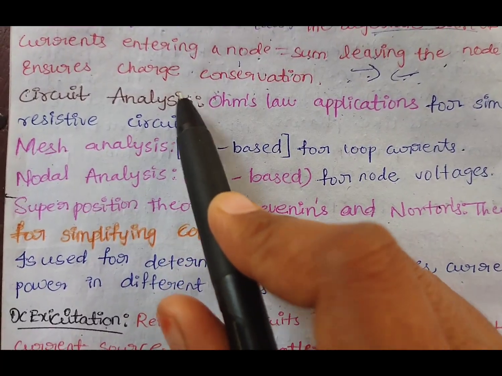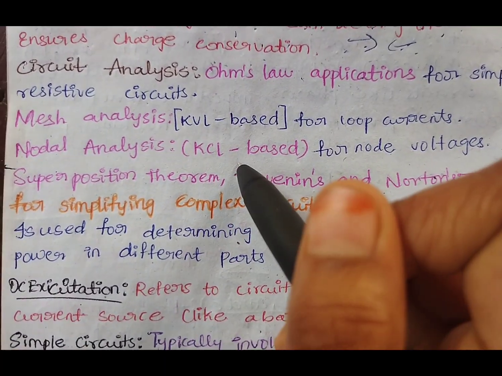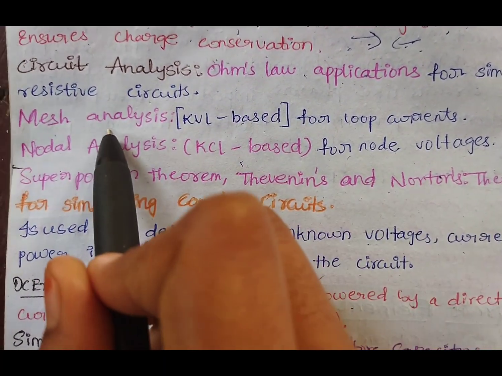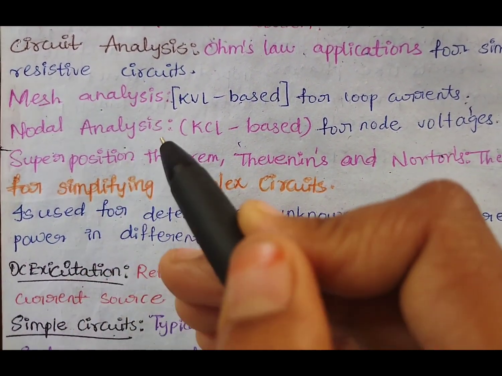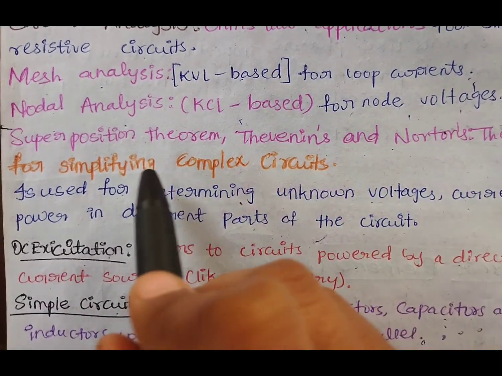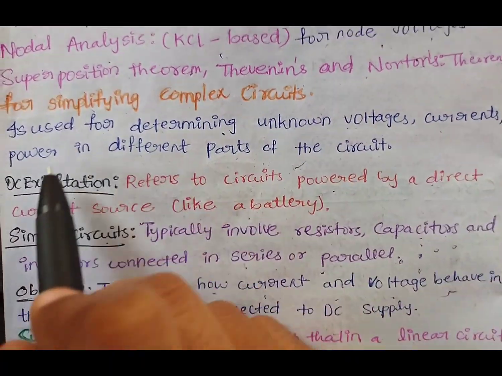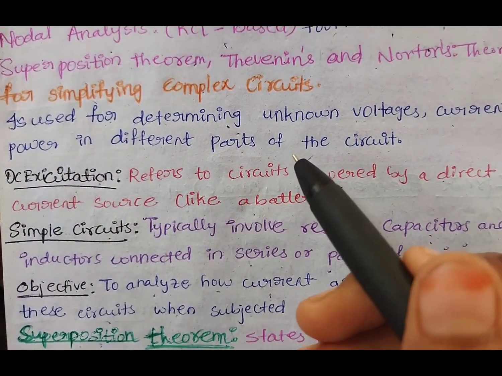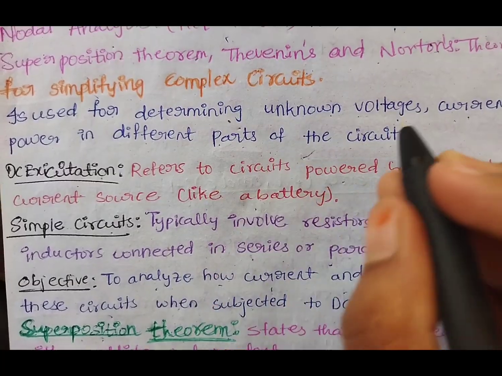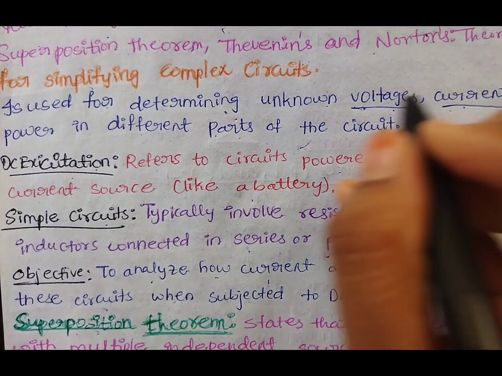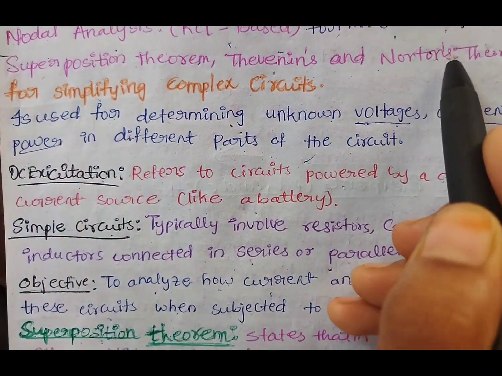Circuit analysis can be done by using Ohm's law application for simple resistive circuits, like KVL based and KCL based. KVL based depends on mesh analysis. For a closed loop it is used. Nodal analysis is used for current purpose, for node voltages. Then superposition theorem, Thevenin's theorem, Norton's theorem. For simplifying complex circuits, they are used for determining unknown voltages, currents, power in the different parts of a circuit. For finding different unknown voltages, currents, and power, we use these three theorems: superposition, Thevenin's, and Norton's.